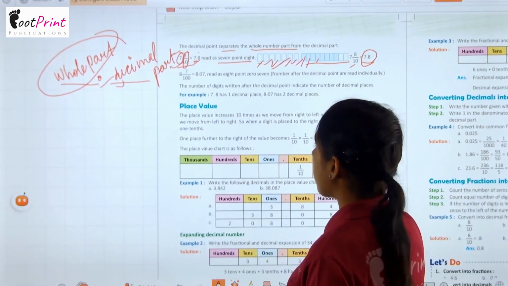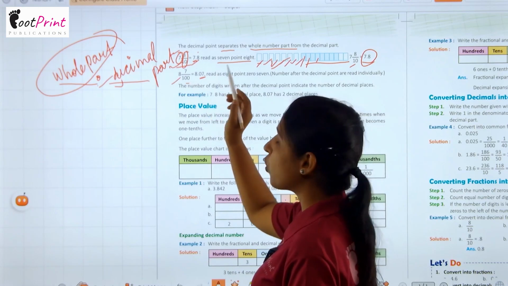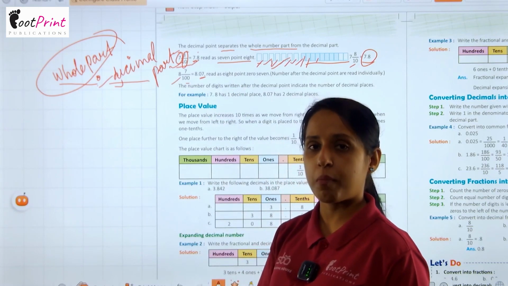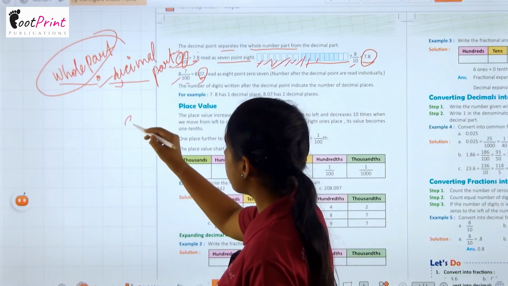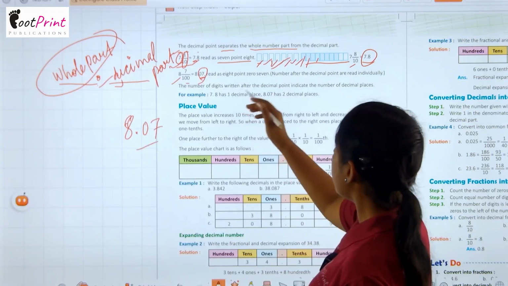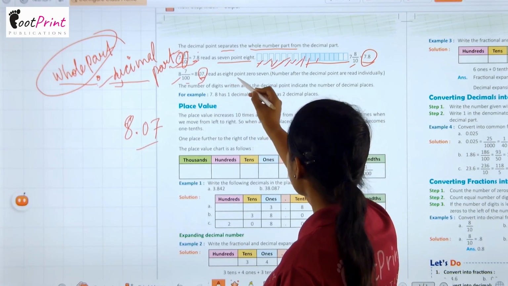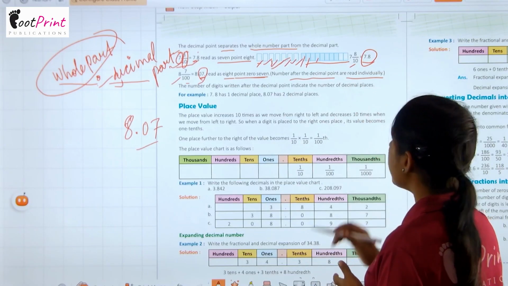Okay, now the next one is also 8 whole 7/100. So here are 2 zeros, which means the decimal places will be 2. So here we write 8.07. Okay, read as... and how will we read this? 8.07. Numbers after the decimal point are read individually.